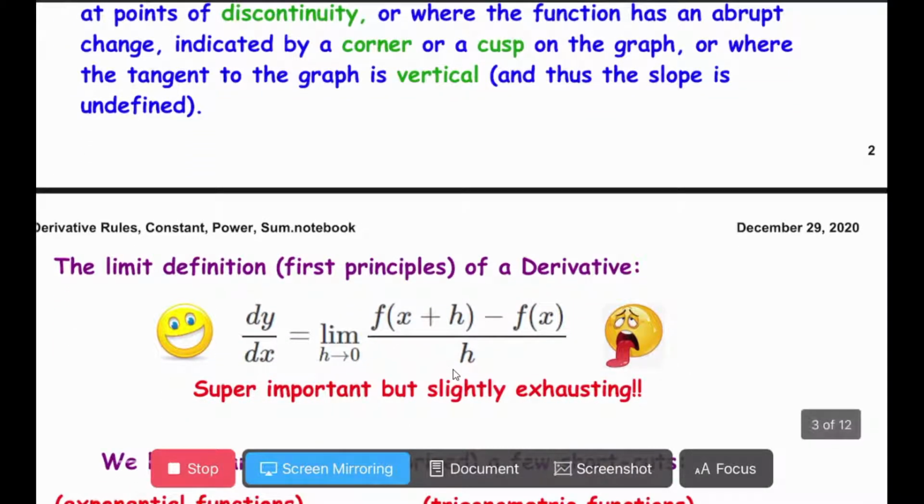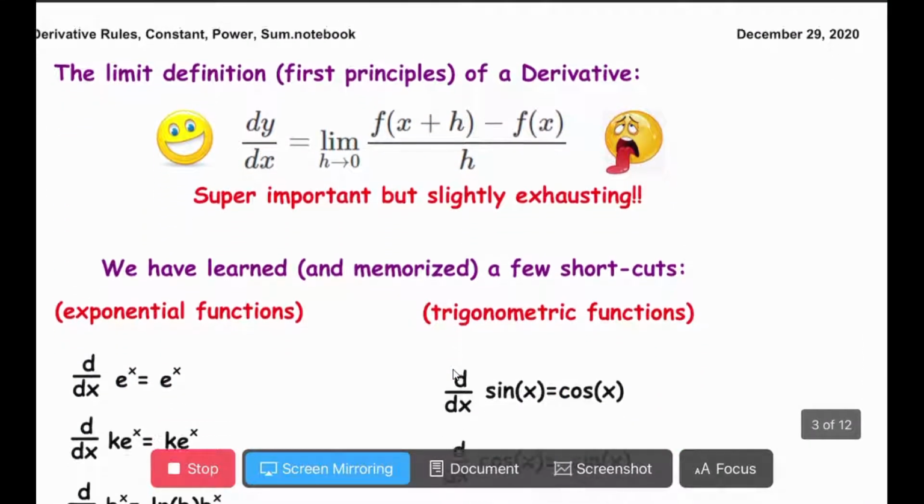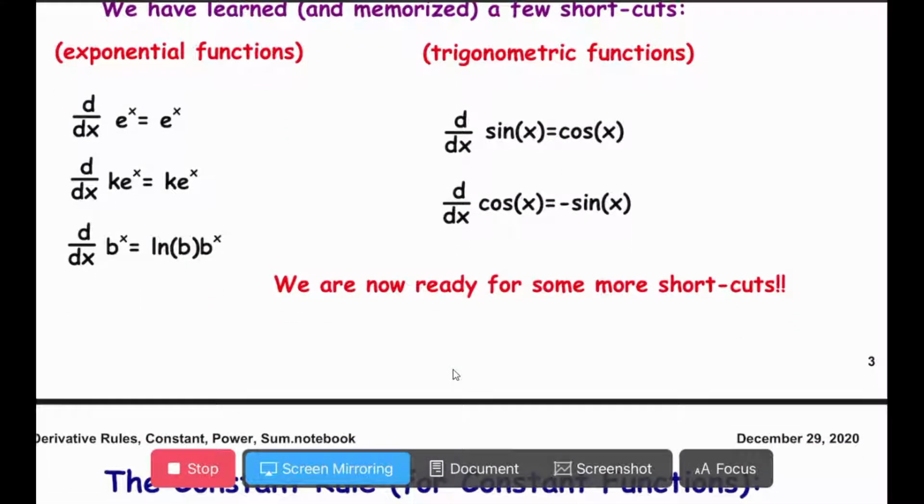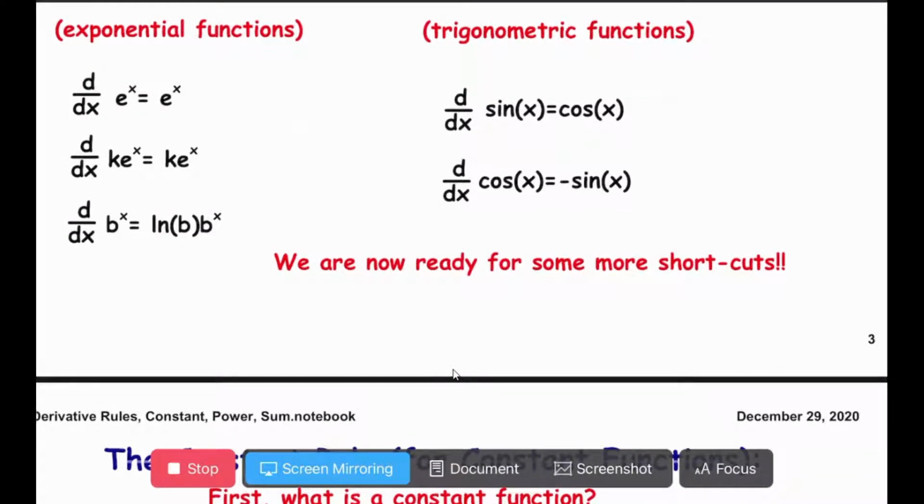So this brings us to our limit definition, first principles of a derivative. dy dx equals the limit as h approaches 0 of f of x plus h minus f of x, over h. This is super important and helpful. It lets us solve a challenging problem of finding the slope of a tangent at a given point, but it's not very fun. It's super important, but slightly exhausting. So far we have actually seen a few shortcuts that have made our life a little easier already for solving these kinds of problems.